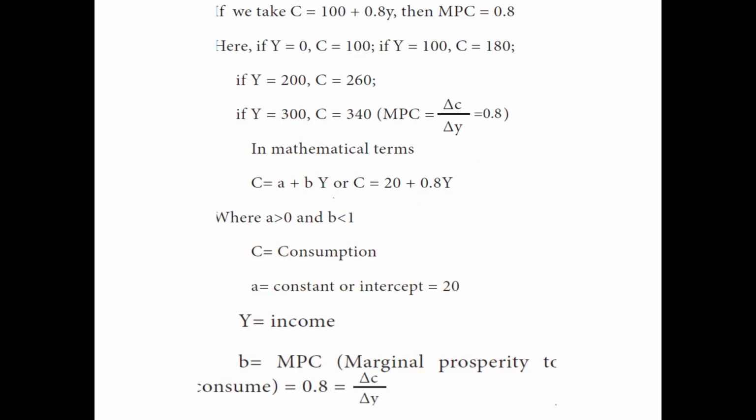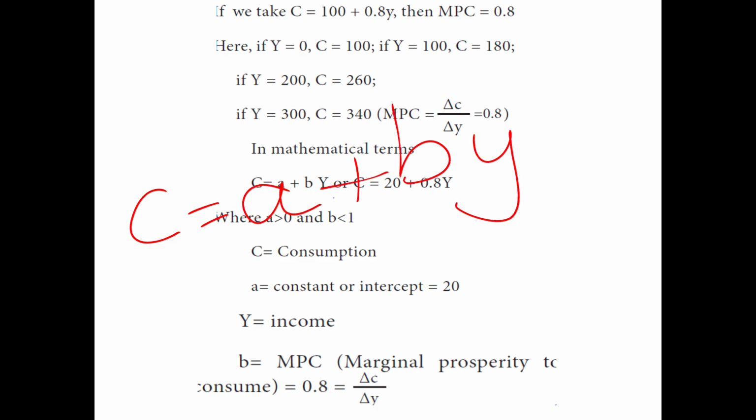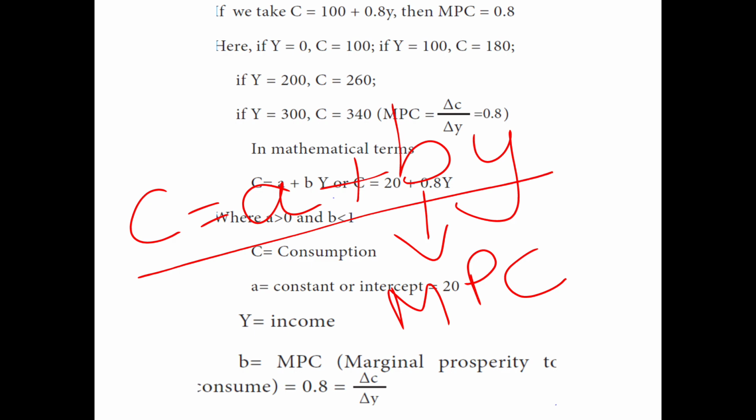Now there's a formula you should know. What is the consumption formula? C is equal to A plus BY. So here C is equal to A plus BY. Now what is B, you should know. B is nothing but MPC.